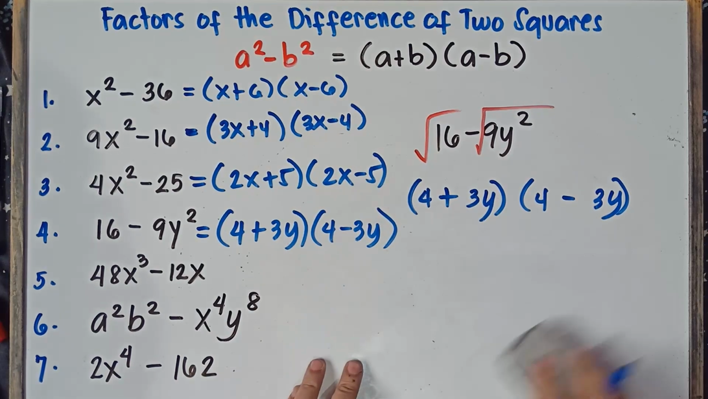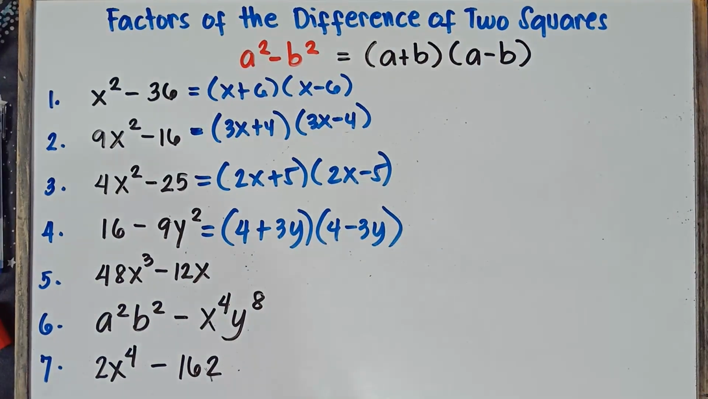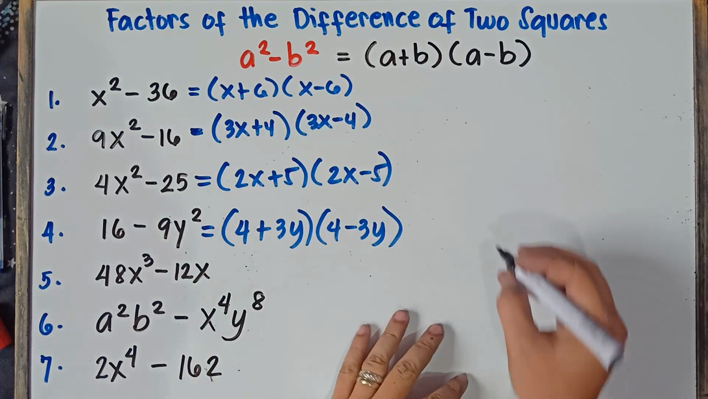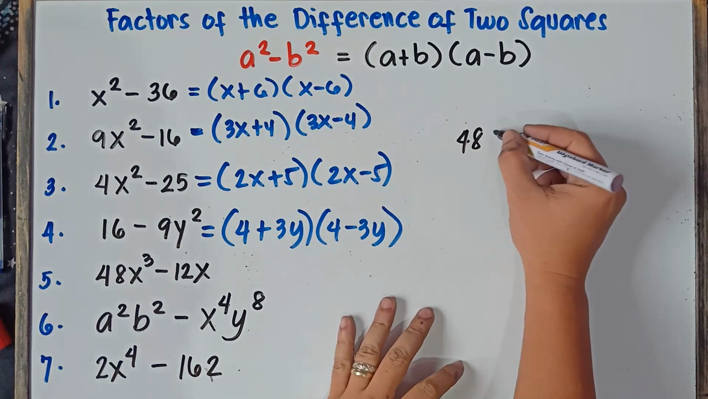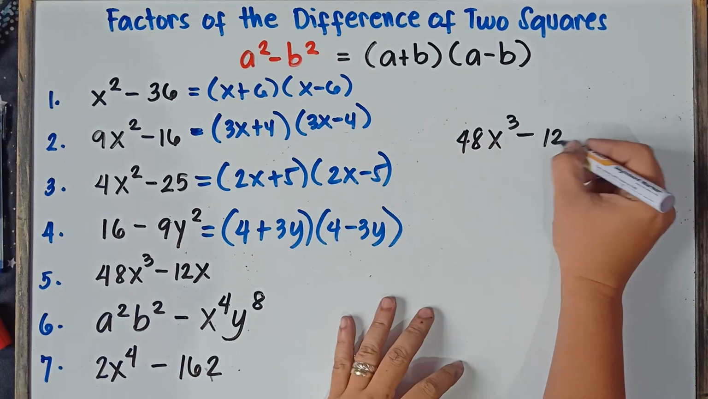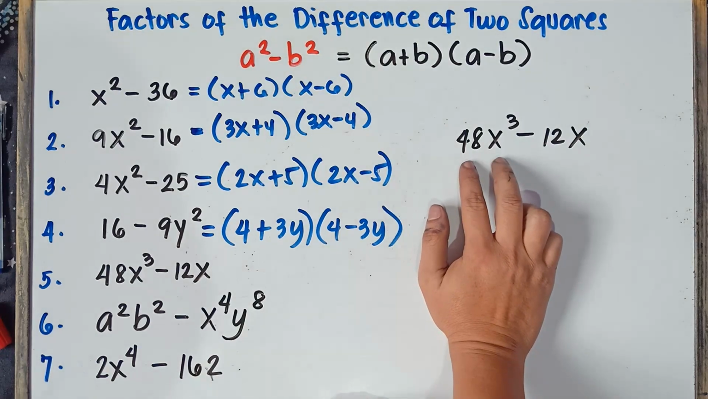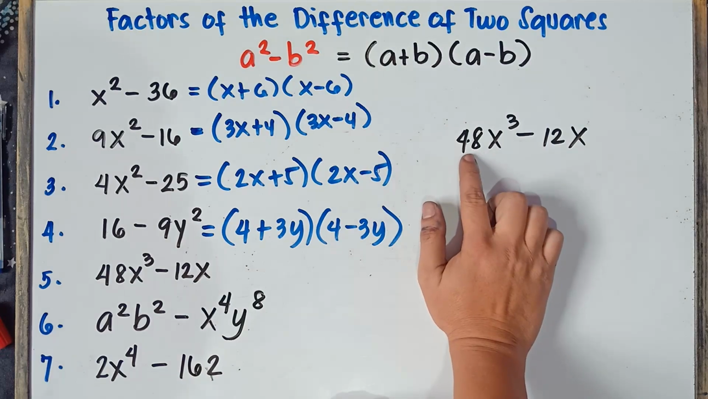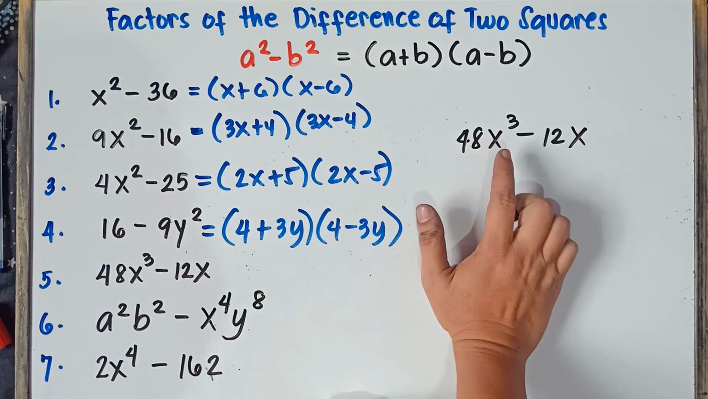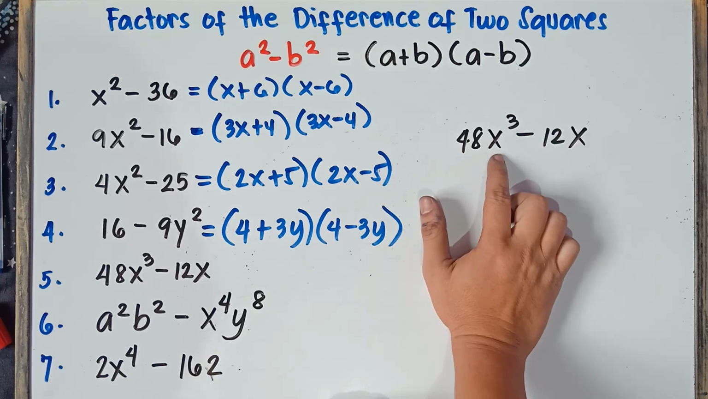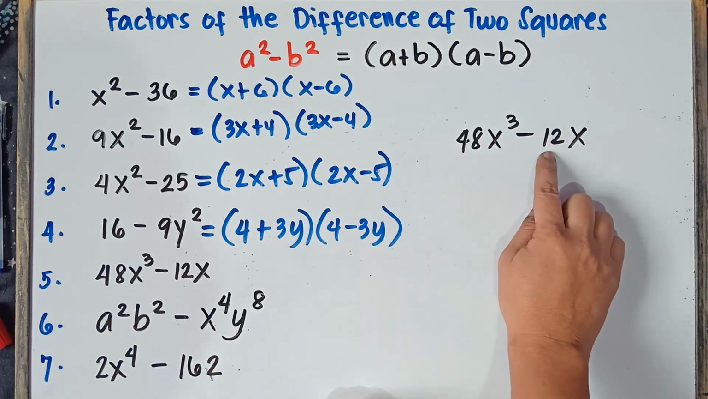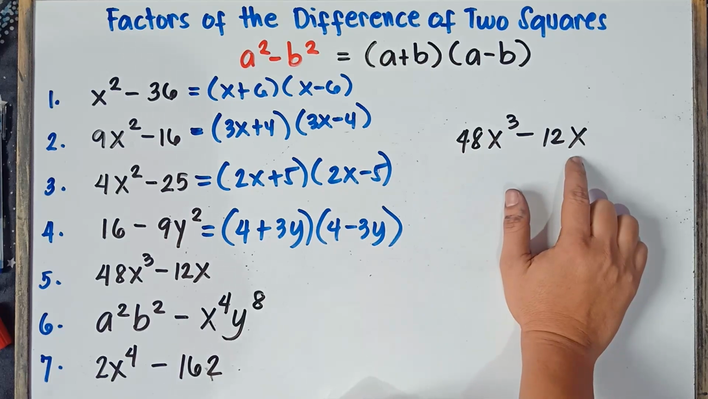Alright, so let's proceed now to example number 5. Our given, we have 48x cubed minus 12x. So check this one out, guys. With regards to example number 5, our given first term is not a perfect square. 48 is not a perfect square. Same with x cubed. 12 is not a perfect square. And x is not a perfect square.